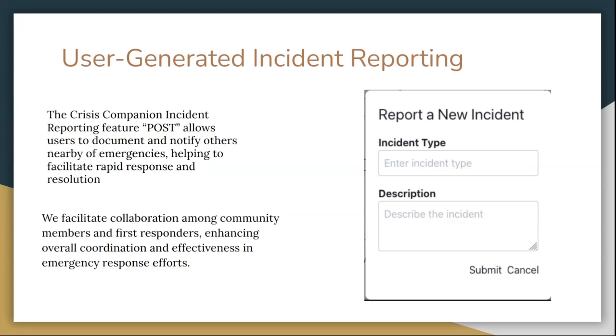For the user-generated incident reporting, the Crisis Companion incident reporting feature allows you to enter the incident type and a description of the incident. And when you create the post, it tracks where you are to create the post on the map. So we facilitate collaboration among community members and other first responders to enhance overall coordination in response to emergency efforts.